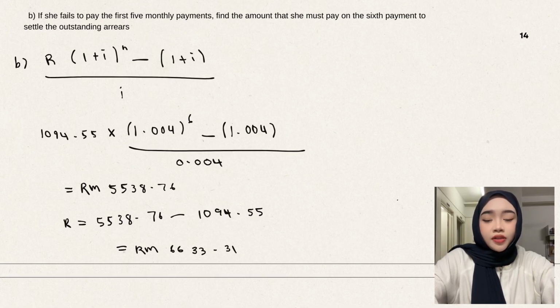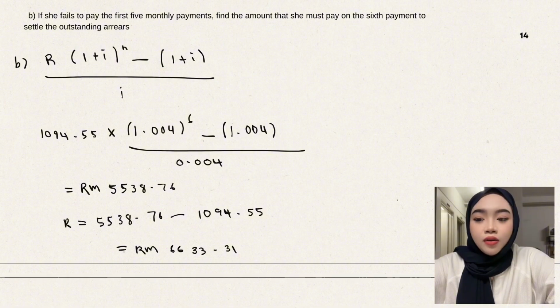If she fails to pay the first 5 monthly payments, find the amount that she must pay on the 6th payment to settle the outstanding arrears. So for this question, we're using formula R equal to open bracket 1 plus I close bracket power of N minus open bracket 1 plus I close bracket divided with I. So 1094.55 multiply with open bracket 1.004 close bracket the power of 6 minus open bracket 1.004 close bracket divided with 0.004. So answer will be 5,538.76. R equal to 5,538.76 plus 1,094.55 will be equal to 6,633.31.